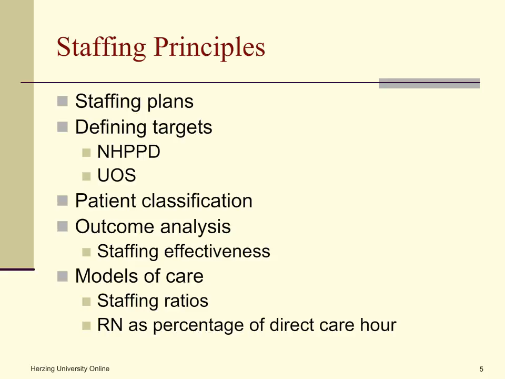Outcome analysis, which is determined by staffing effectiveness, and models of care such as staff ratios or RN percentage of direct care hours. There are new models of care that are being developed. Models are moving away from tasks to indices of performance or professional competence of nursing care for patient outcome.